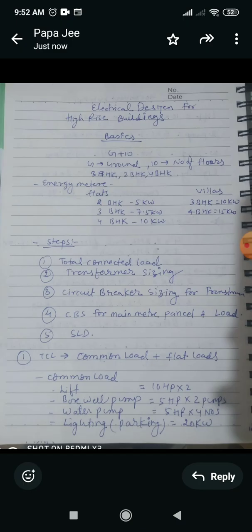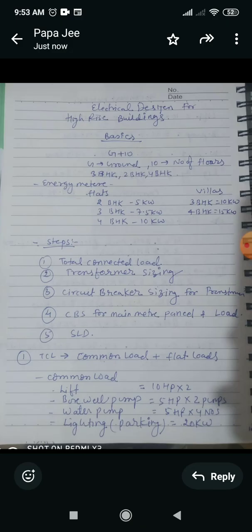So today's video is regarding the selection of a transformer. Today I will teach you how to select the transformer for any building. Okay, so this is a G plus 10 building. I have taken one example. G means ground, 10 means the number of floors.